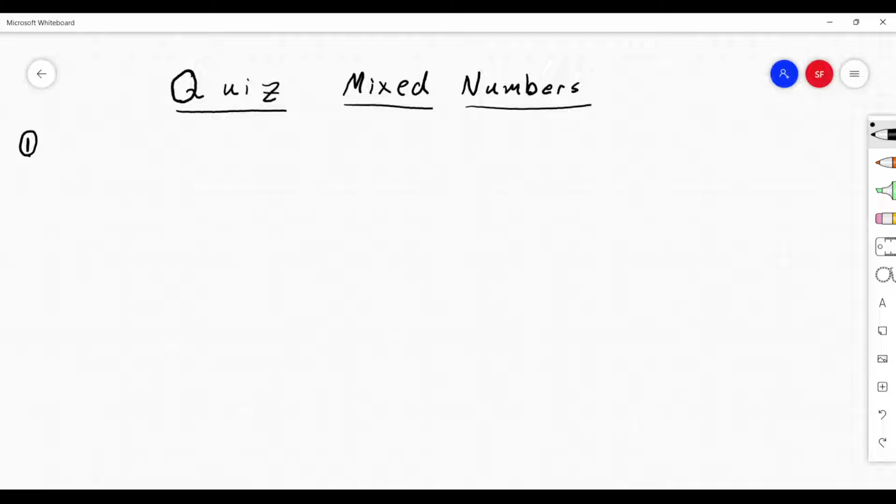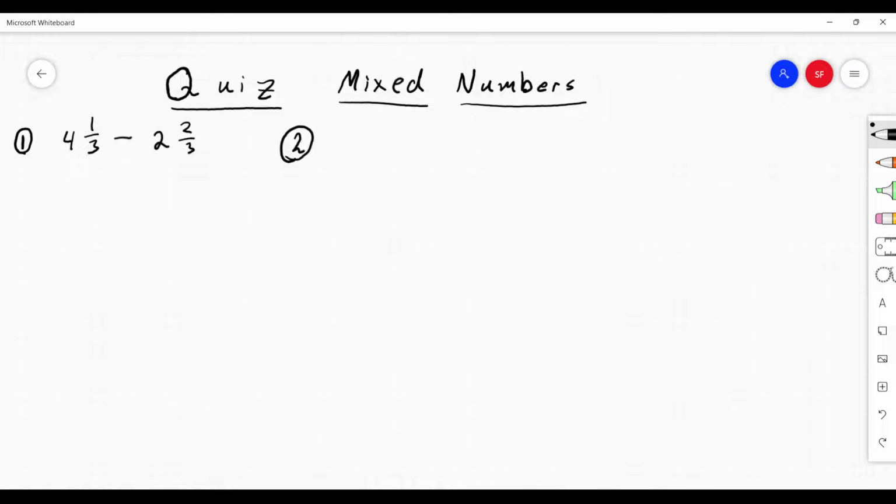Number 1. Are we going to do this quiz here? You're going to do it right now. Number 1 is 4 1/3 minus 2 2/3. You may do these, by the way, in any method you wish. You can use either method. Just do it right. Number 2. Make sure you slow down enough to copy them down correctly.